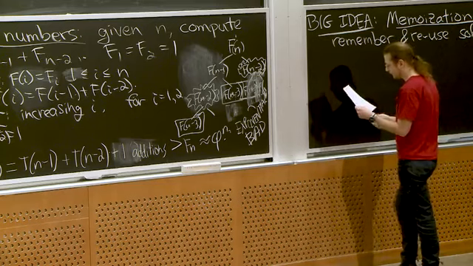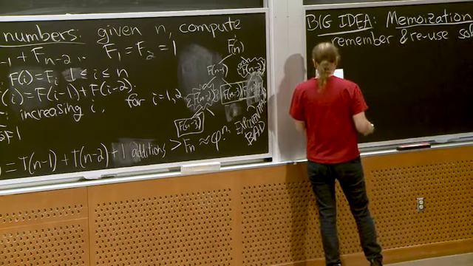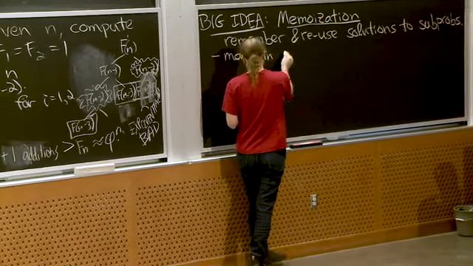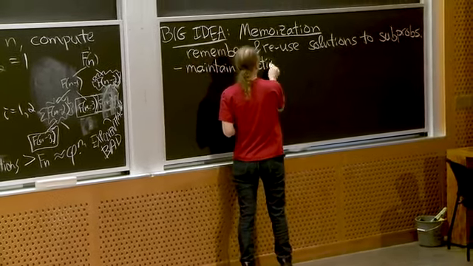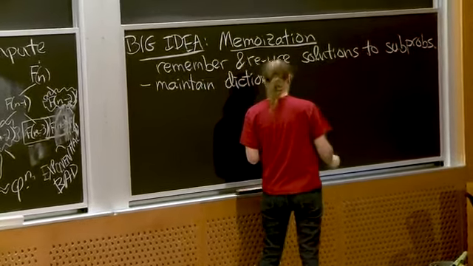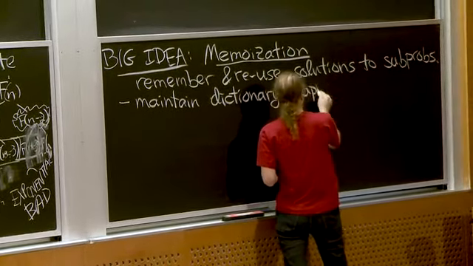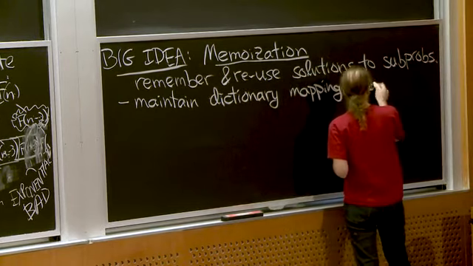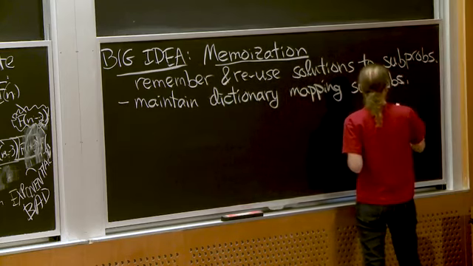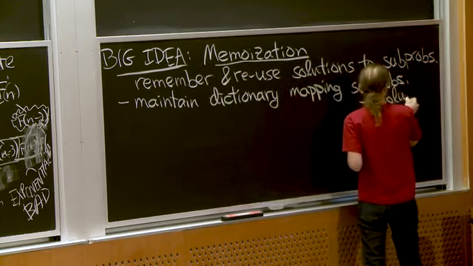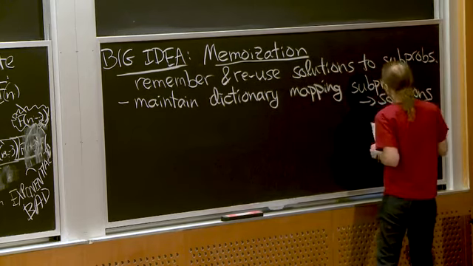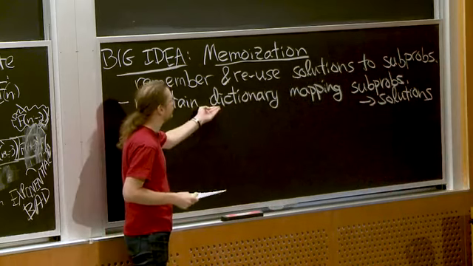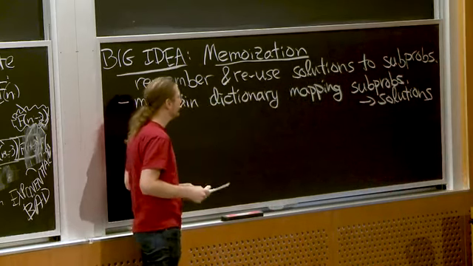Let me write down the tweak more explicitly. I won't write code here, but just describe it as a data structure. So we're going to maintain our good friend, the dictionary, which is an abstract data type, or an interface. We could use different data structures to do it. But we're going to map subproblems to their solutions, at least the ones that we've solved already. And usually we can do this with just a direct access array, though you could use a hash table, just to get expected bounds.